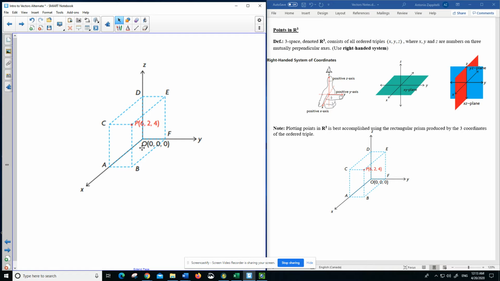Okay? Now, where would negative x be? Well, you would just continue the line backwards. Where would negative y be? You would just continue the line that way. And where would negative z be? It would be below, continuing the line there.